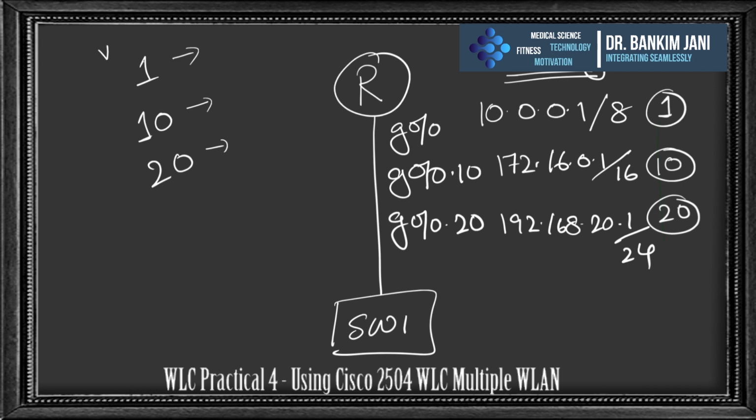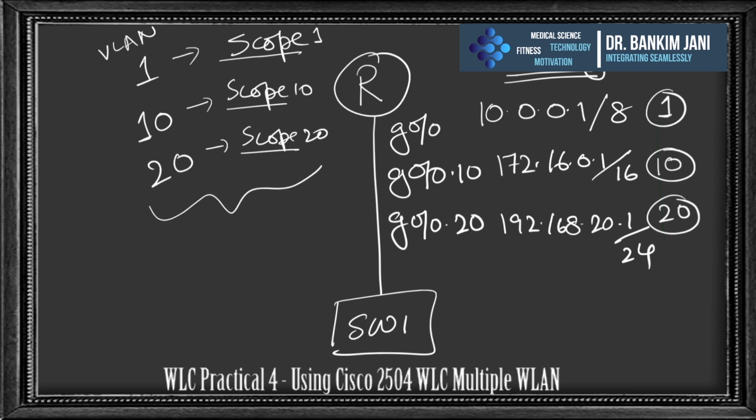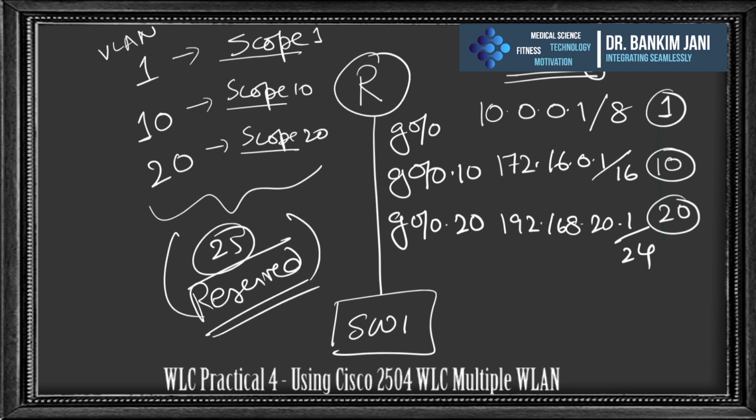Regarding VLAN 1, 10 and 20, the point is that for all these VLANs we'll be using various scopes, right? So there'll be scope 1, there'll be scope 10, and there will be scope 20 for these VLANs. To make it simple, what we have done is that the first 25 IP addresses will be reserved. The rest of the IP addresses can be used.